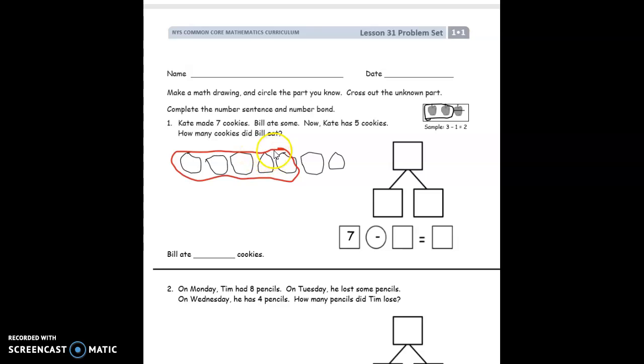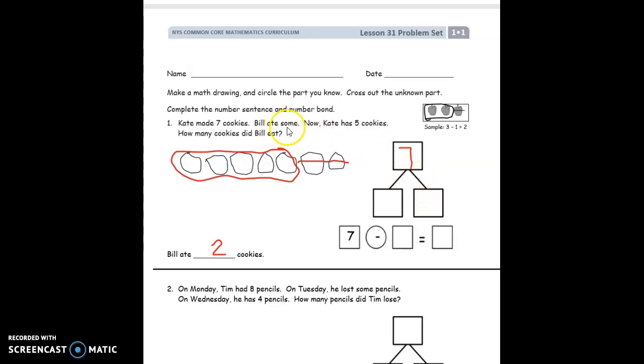So how many did Bill eat? He ate 1, 2. Bill ate 2 cookies. Let's fill in the number bond. The top of your number bond is your total. How many cookies did we start with all together? Count them now. Did you count every single cookie? You should have counted 7.